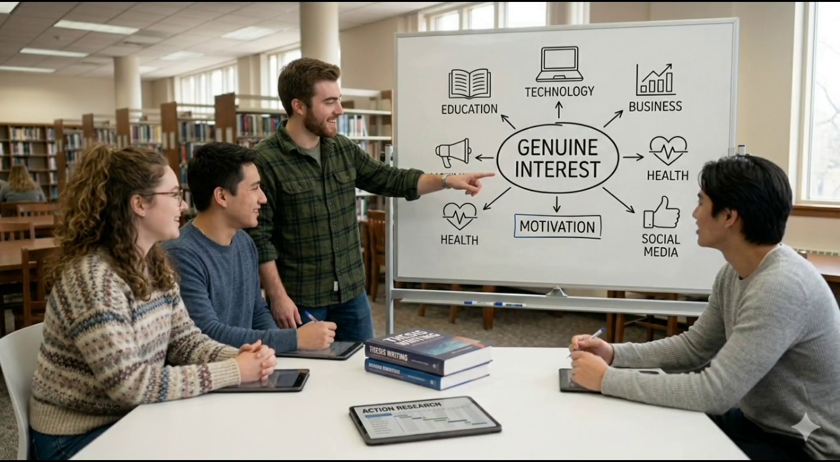Step 1. Choose a topic you are interested in. The first mistake many students make is choosing a topic just because someone else used it. Remember this, you will spend weeks or even months working on this project. So if the topic does not interest you, the entire research process will become stressful and boring. Choose an area you genuinely like. For example, if you enjoy education, technology, business, health, or social media discussions, start from there. Interest creates motivation.